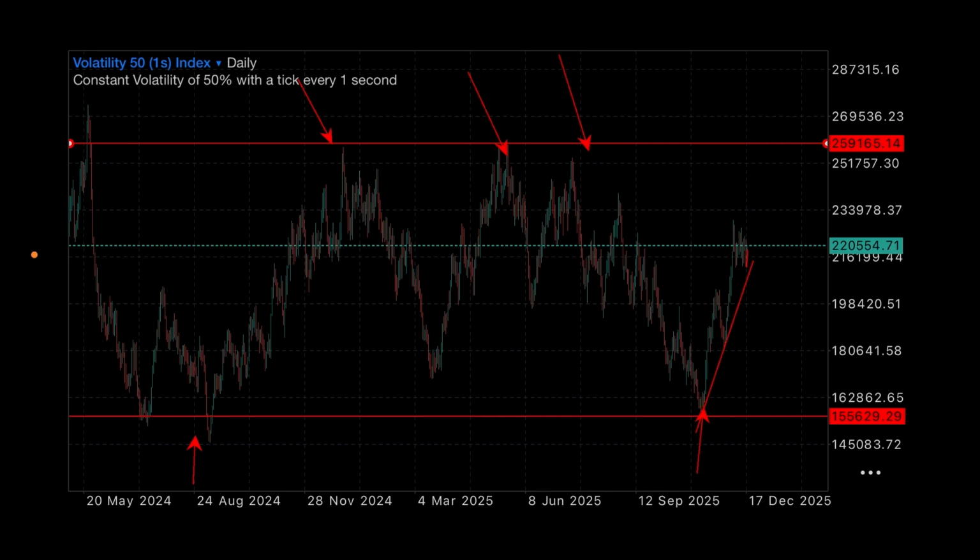So basically that's what support and resistance mean in simple terms. Resistance is where sellers are more active than buyers. Support is where buyers are more active than sellers. So this is just what I have for you guys, a simple tutorial on support and resistance.